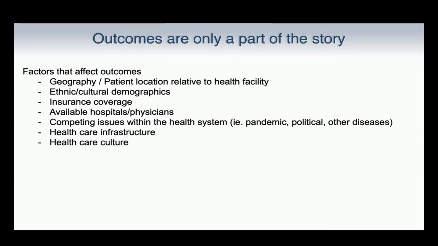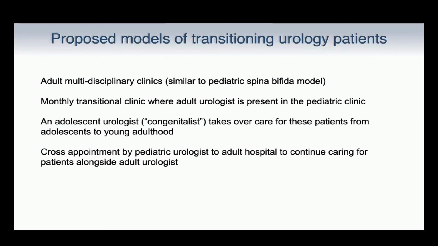So if we were to go back to transitional care, there have been many models proposed on how it should be done. One is having an adult multidisciplinary clinic similar to the pediatric spina bifida model. And this is what they have in Halifax, for example, for spina bifida patients. Another is having monthly transitional care clinics where an adult urologist is present in the pediatric clinic. And this is from a paper I read in Belgium, from one of the main centers.